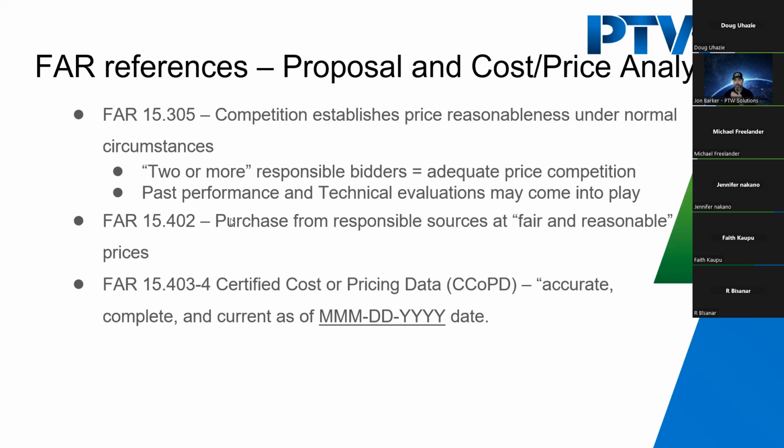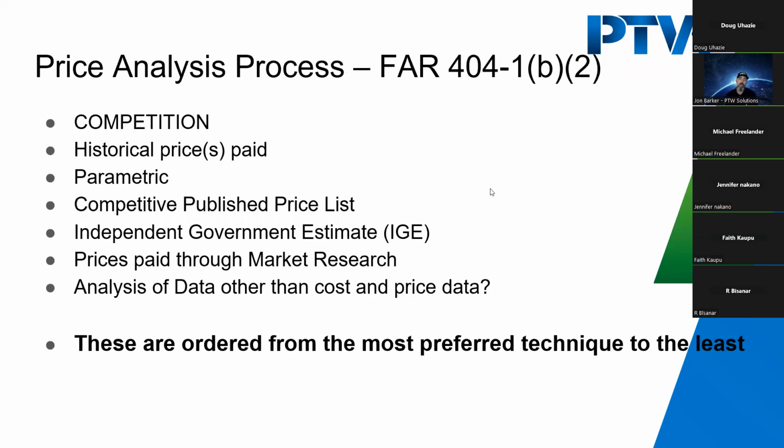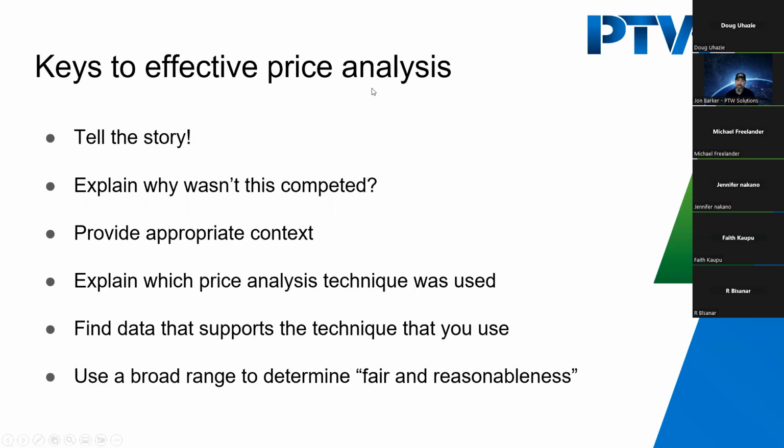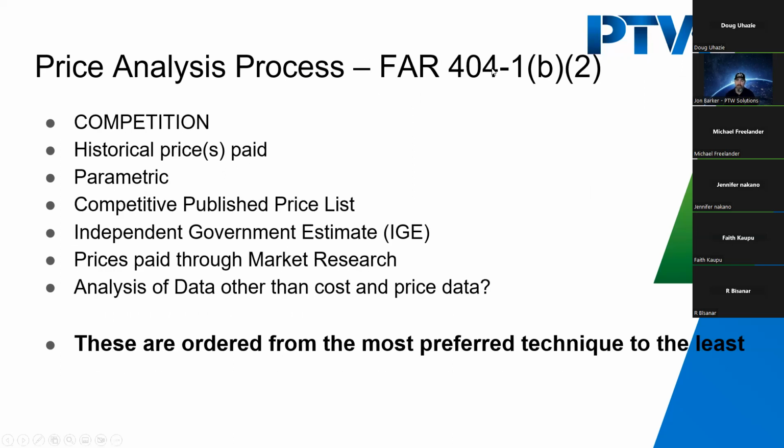The tenet is to purchase from responsible sources and to document that it is fair and reasonable. In order to do that, there's an order of preference here. So far, actually, that's 15.404. I forgot the major part here, so I'll make sure I update that.